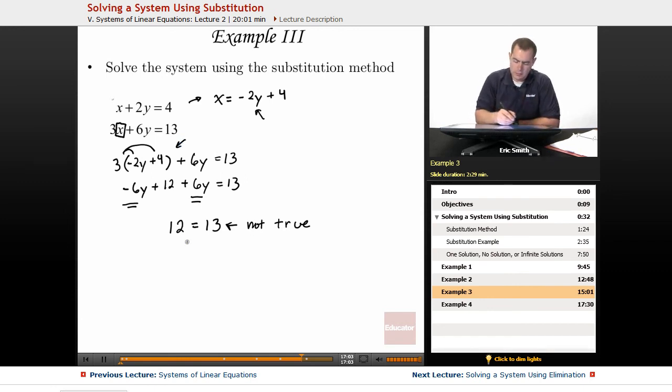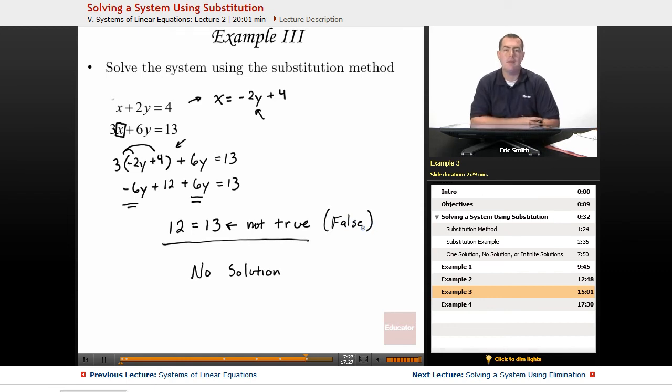So what this statement is telling me at the very end, since it is not true, is that these two lines are actually parallel. There is no solution, and they do not cross. So watch out for these false statements that might come along the way, and they will help you recognize when a system does not have a solution.